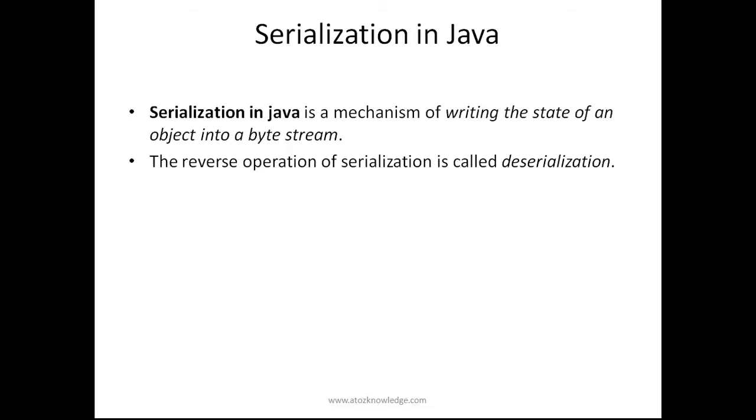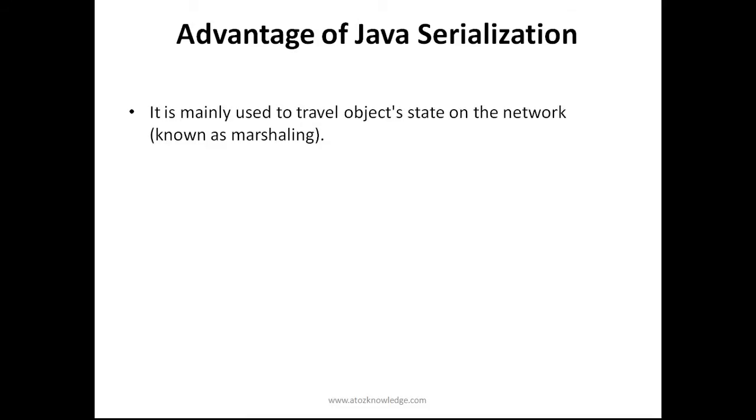Serialization in Java is a mechanism for writing the state of an object into a byte stream. Technically, this is the definition. And the reverse operation, from byte stream back to the actual state, is called deserialization. So the advantage of serialization is that we use it to pass data over networks.